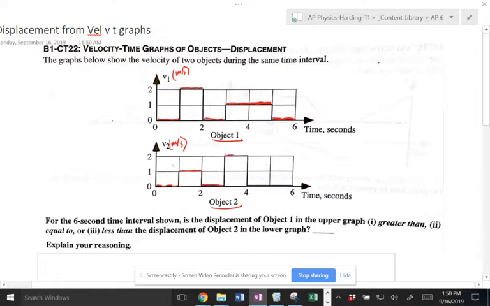This is object 2. And what you're supposed to do with that little drag thing is compare them based on displacement. Which one's got a greater displacement, object 1 or object 2? Drag your shape to the appropriate box for that. Oh, yeah, I was calculating integrals there.